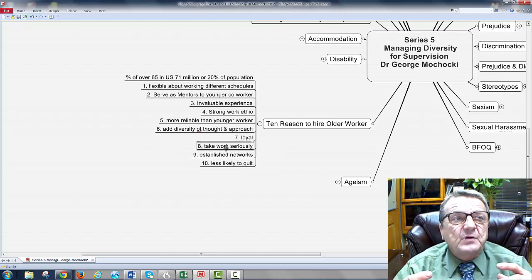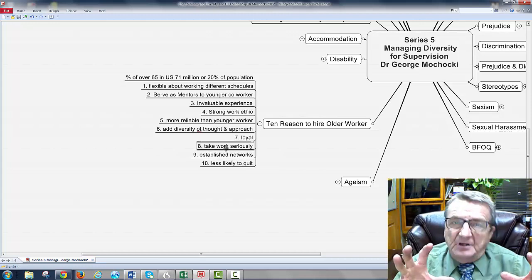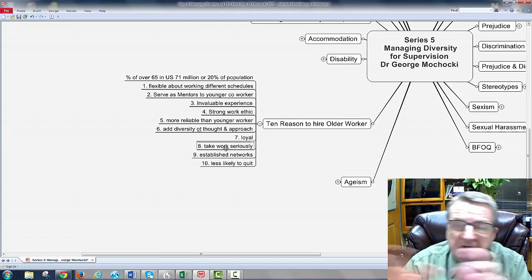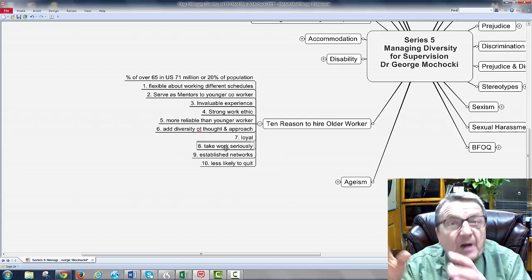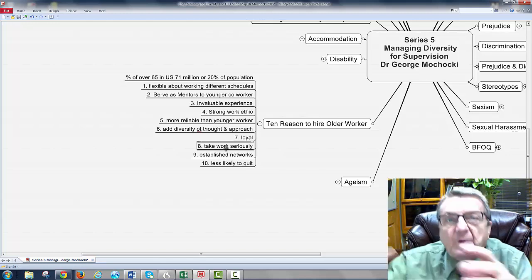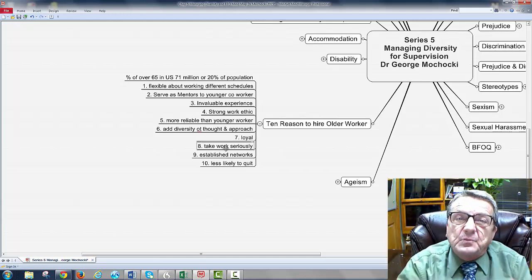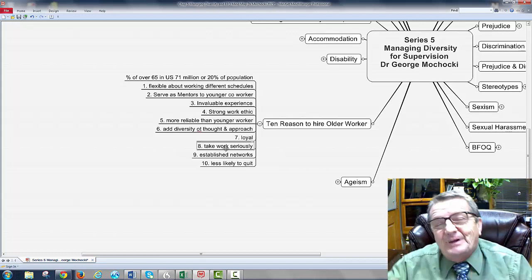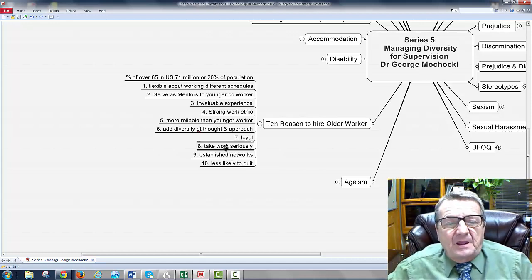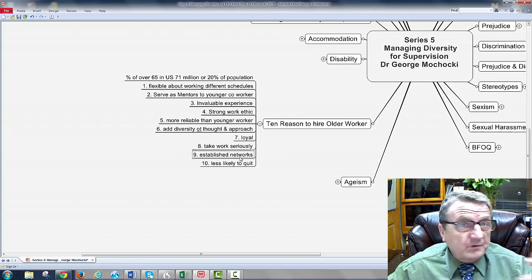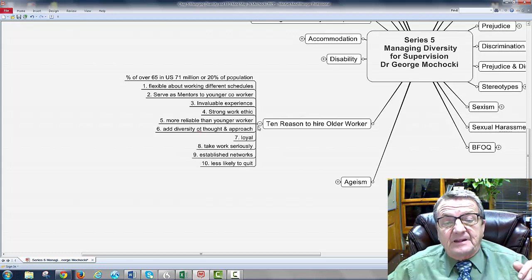A younger person is still trying to find his or her niche, and I understand, because I was like that. I'd go from job to job, not job hopping, but I had learned so much and wanted to expand. Older workers want to learn, but at a steadier pace instead of wanting it right away. They take work seriously, they establish networks, we already have networks, and they're less likely to quit.